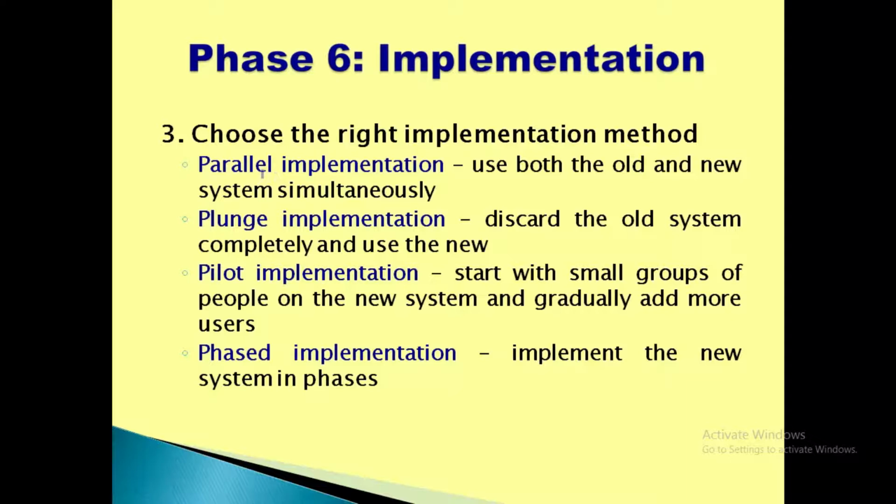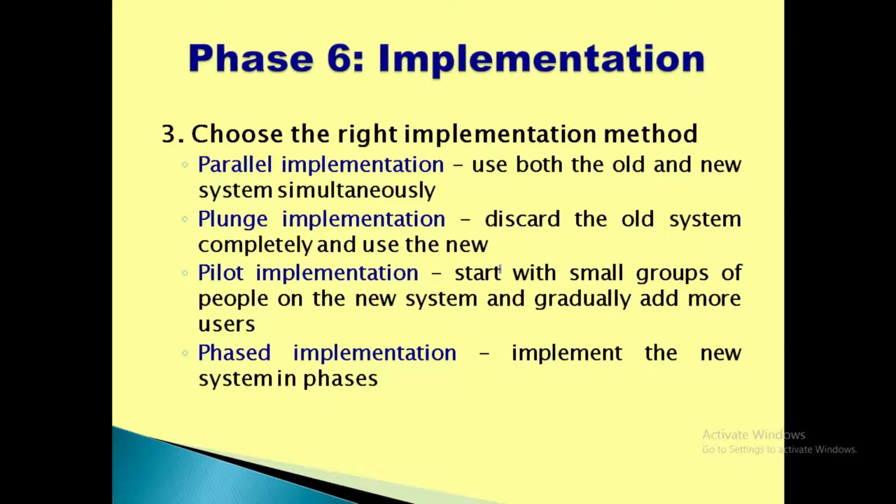Number 1, parallel implementation. Use both old and new systems simultaneously. In case you are creating a new version of the old system, then both can be used simultaneously so that users can slowly get adapted with the new system. Plunge implementation. Discard the old system completely and use the new system now. Pilot implementation. Start with the small groups of people on the new system and gradually add more users.